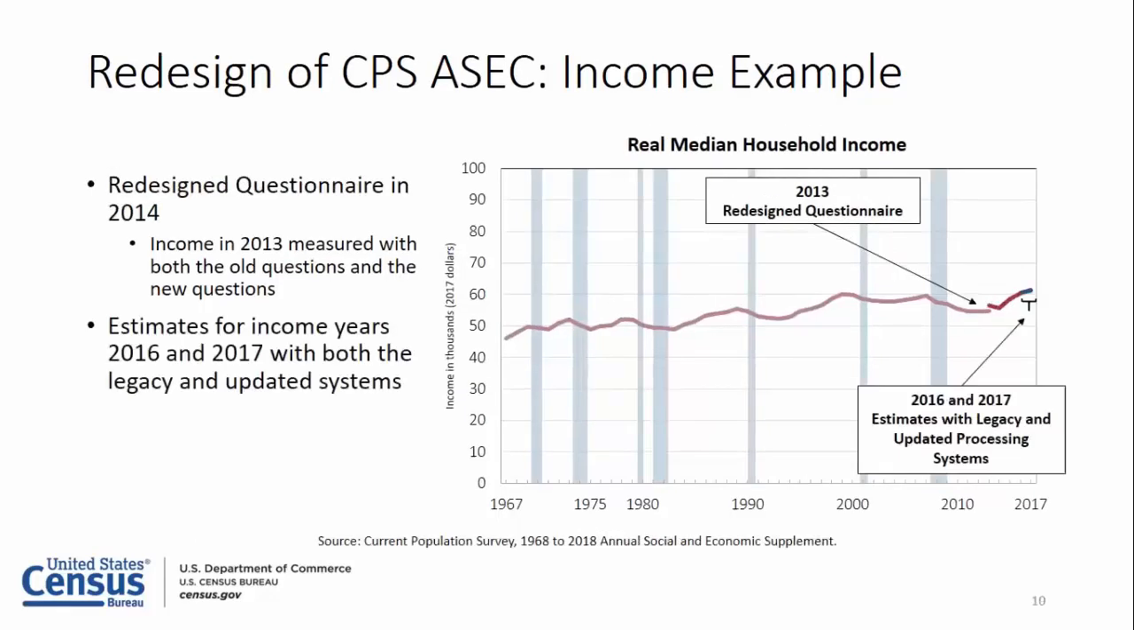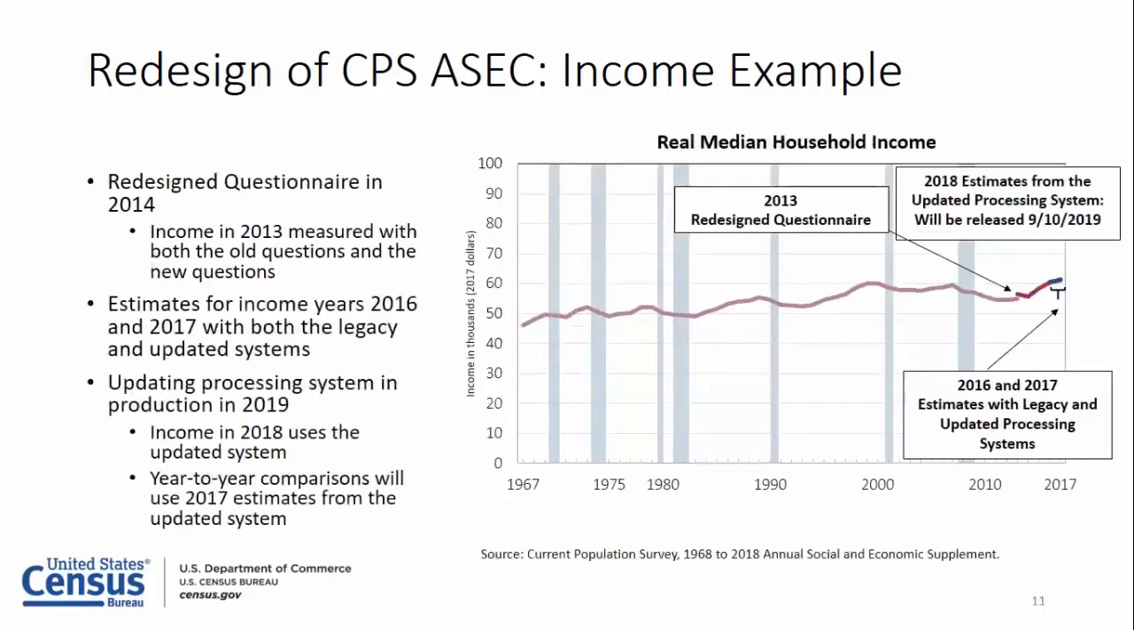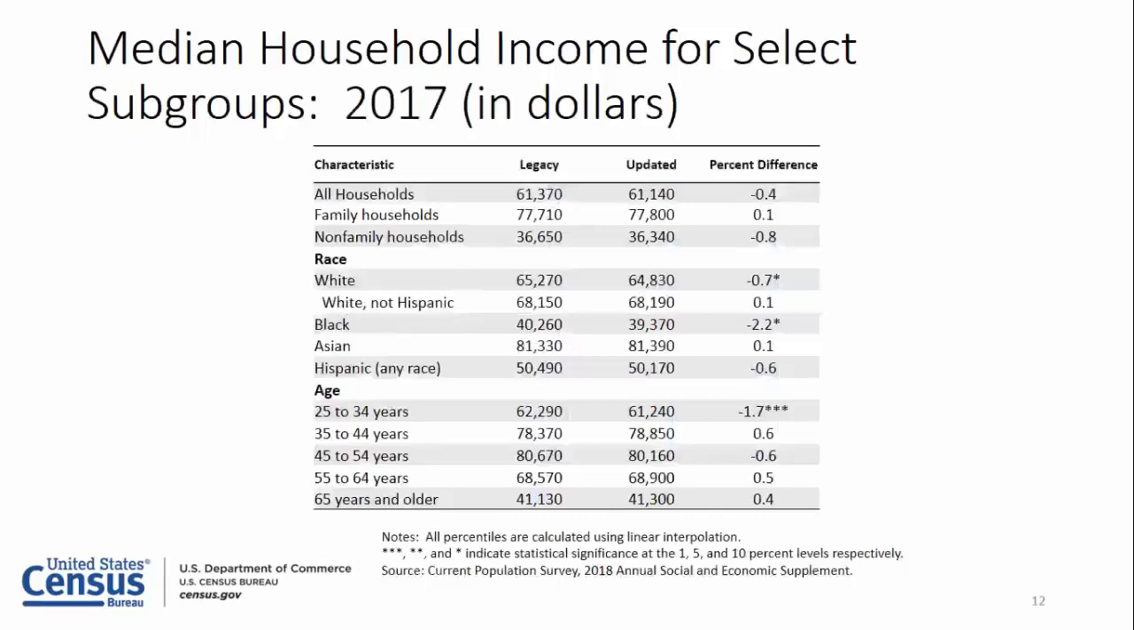This chart shows the 2016 and 2017 estimates, surveys from 2017 and 2018, edited two ways. The red line shows the estimates using the legacy processing system. The blue line shows the estimates edited with the redesigned processing. Because the estimates of median income with the two different processing systems are close, it's hard to see both on this scale. Estimates for 2018 will be exclusively from the new processing system.